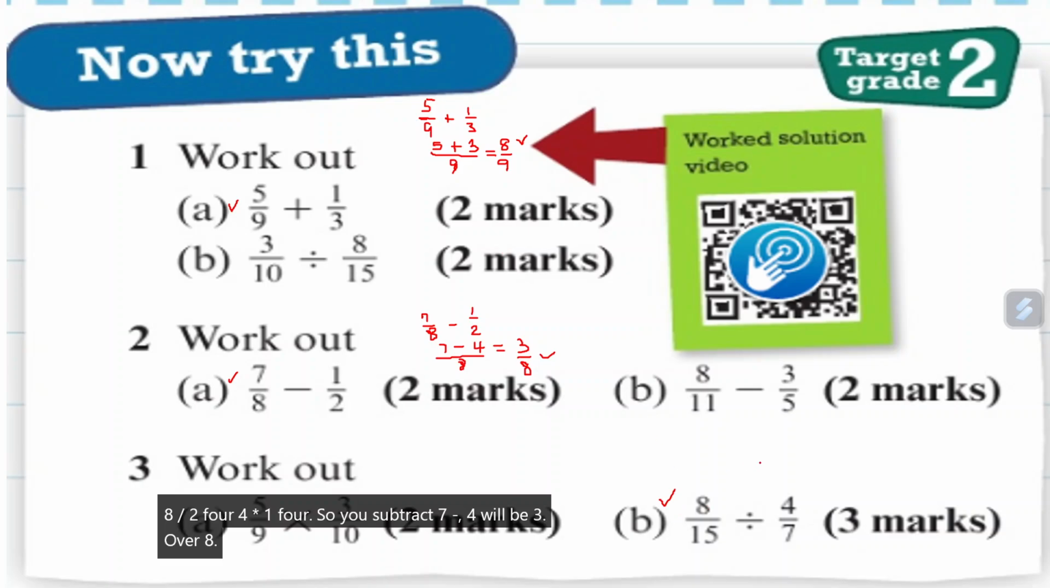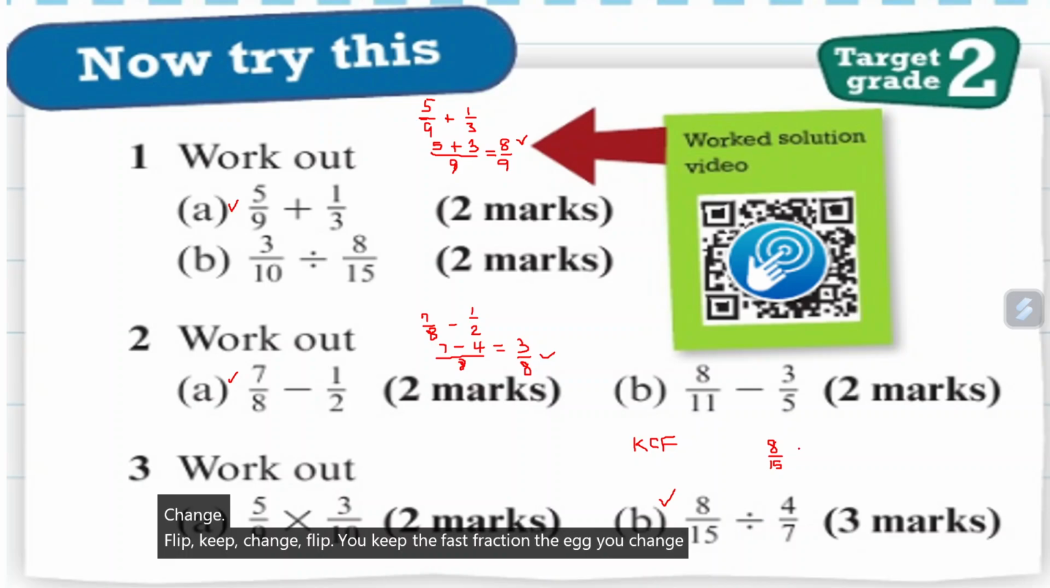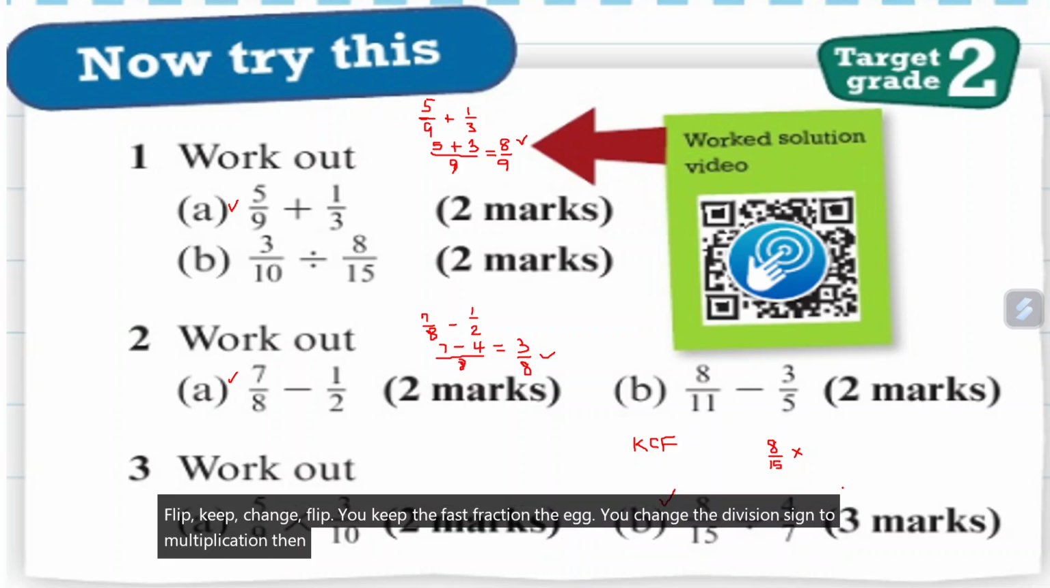Then we look at this. So this is 8 over 15. Remember the acronym: keep, change, flip. Keep, change, flip. You keep the first fraction here. You change the division sign to multiplication. Then you flip this. This is 4 over 7, so that will be 7 over 4.